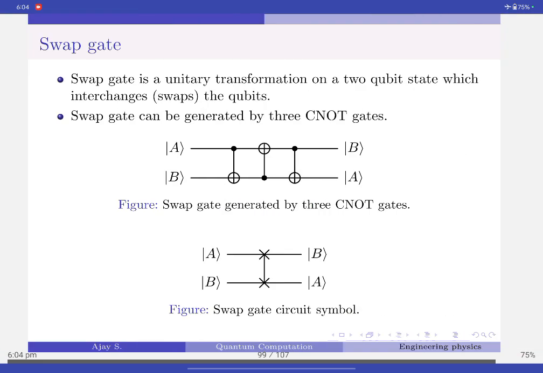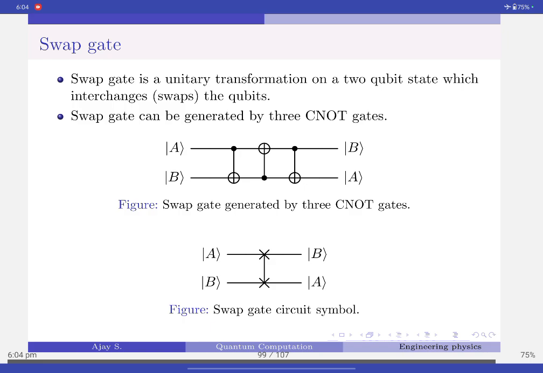The other gate for a 2-qubit state is the swap gate. A swap gate is a unitary transformation on a 2-qubit state which interchanges the qubits. This can be generated by using 3 CNOT gates as shown in the figure. So A and B are the 2 qubits. First you have control for the first and target as the second. Then you have first to be the target, second to be the control, and thirdly you have control for the first and target for the second. So these 3 CNOT gates together act as a swap gate.